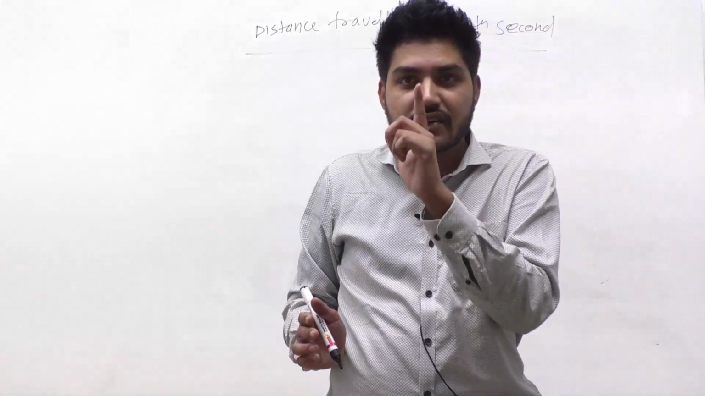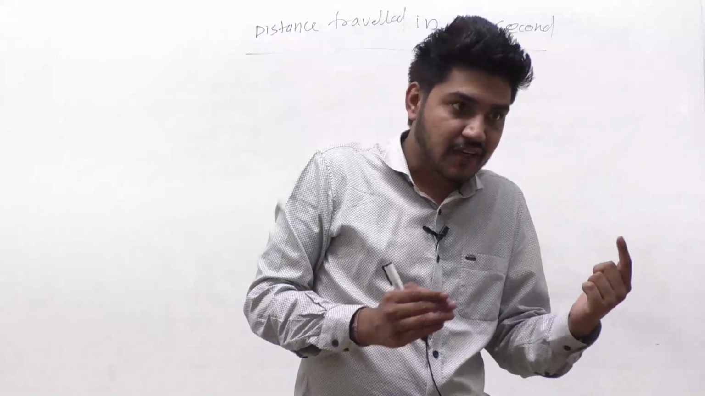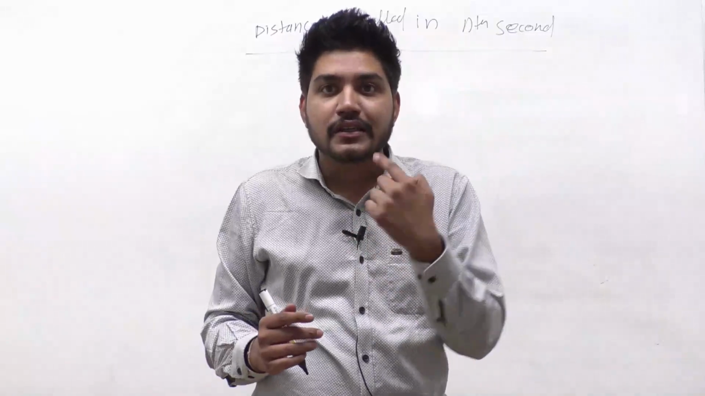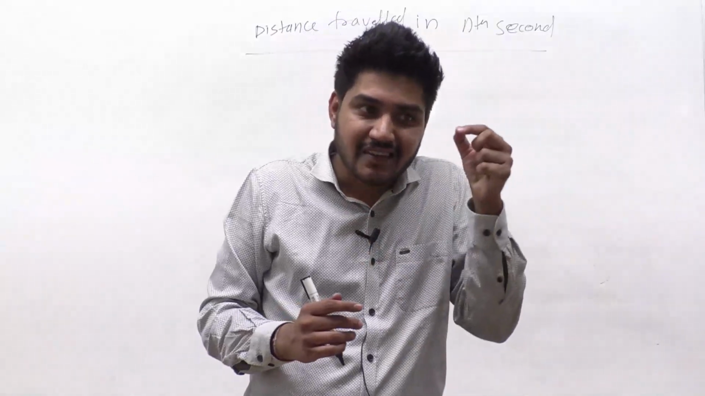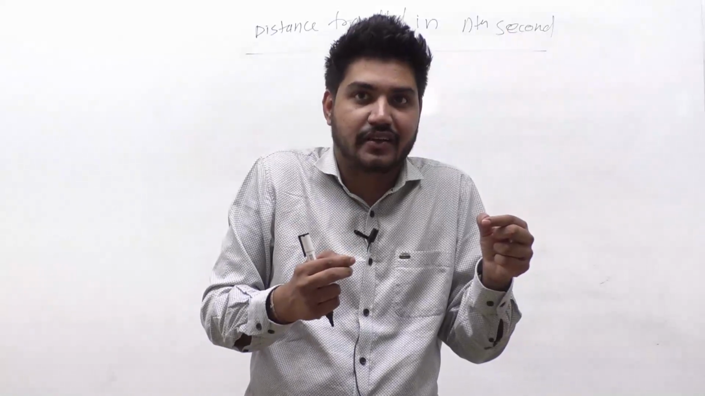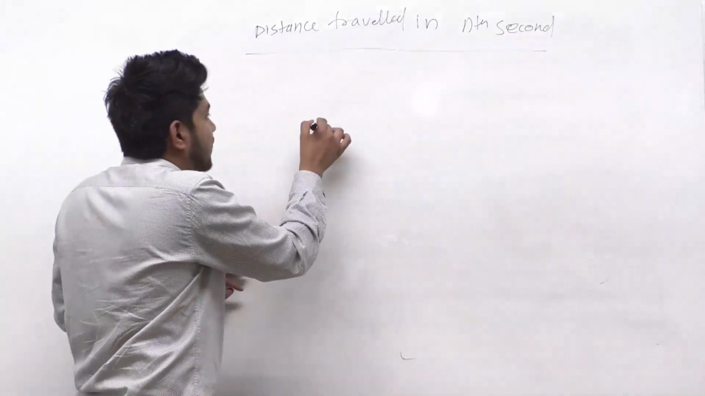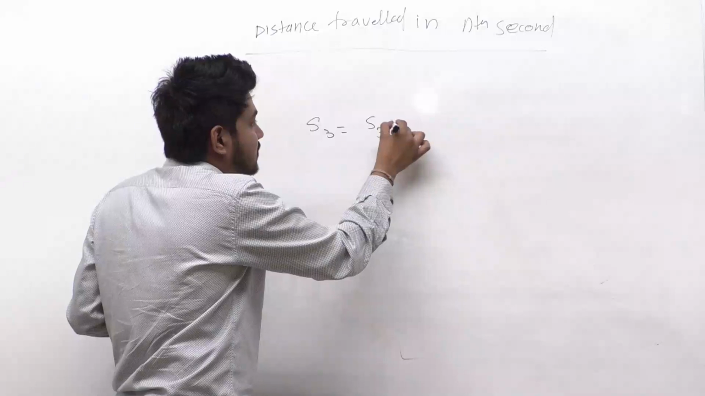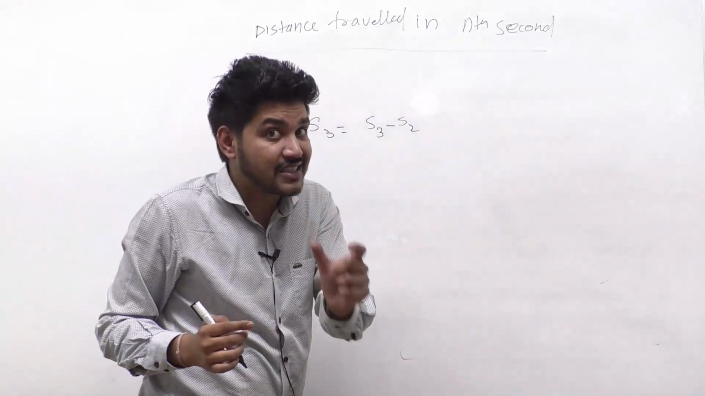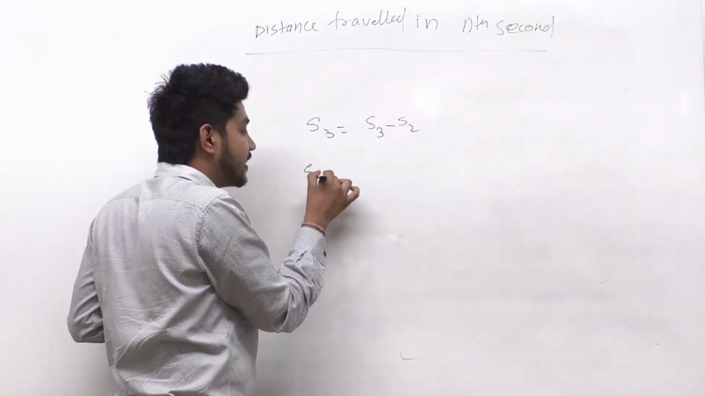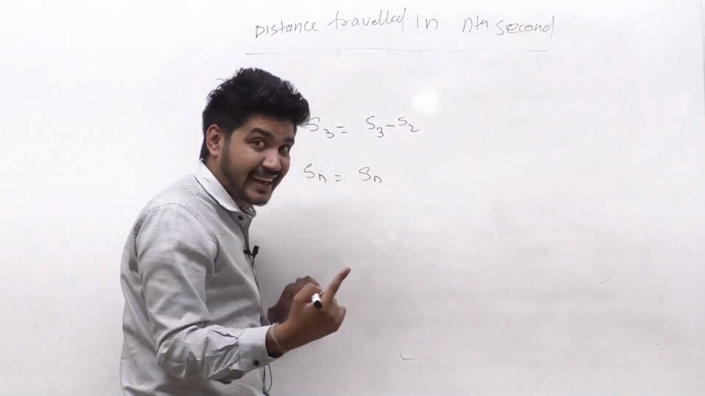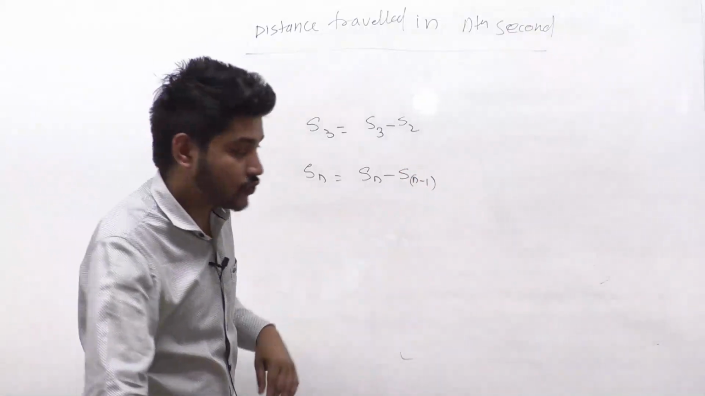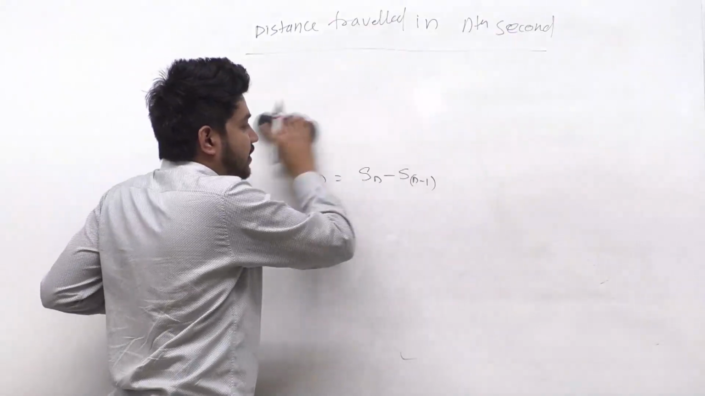So if I talk about distance travelled in first second, it will be distance travelled in first second minus distance travelled in 0 second. Similarly, distance travelled in second second will be distance travelled in 2 seconds minus distance travelled in first second. Similarly, distance travelled in third second will be distance travelled in first 3 seconds minus distance travelled in first 2 seconds. So similarly, distance travelled in nth second is distance travelled in first n seconds minus distance travelled in first n minus 1 seconds. So this is the result we have to use, right? I am erasing this. I hope you understood this, right?